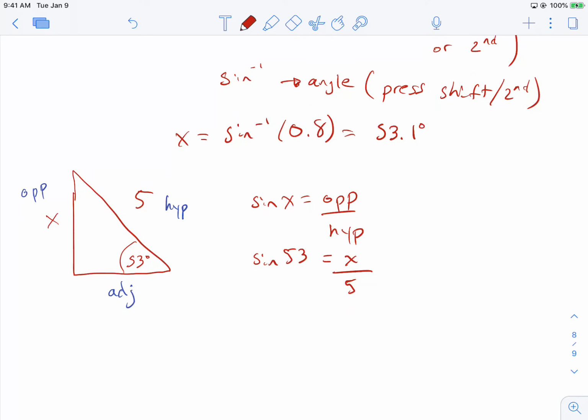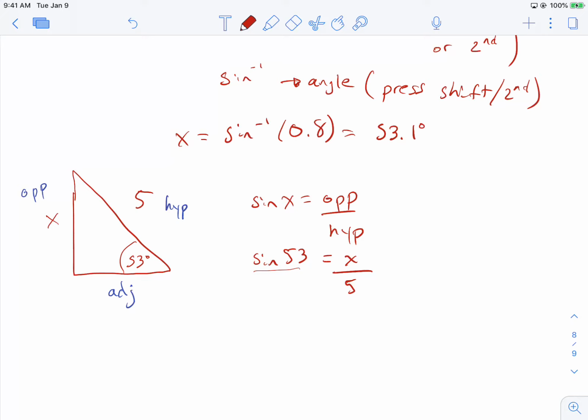Okay, generally a good idea before we do any of our calculations here or any of our multiplication, I would clean this up. So this sine 53, here, what are we solving for in this equation? We're solving for x, which is a side. So since we're solving for a side, do not hit that shift function.